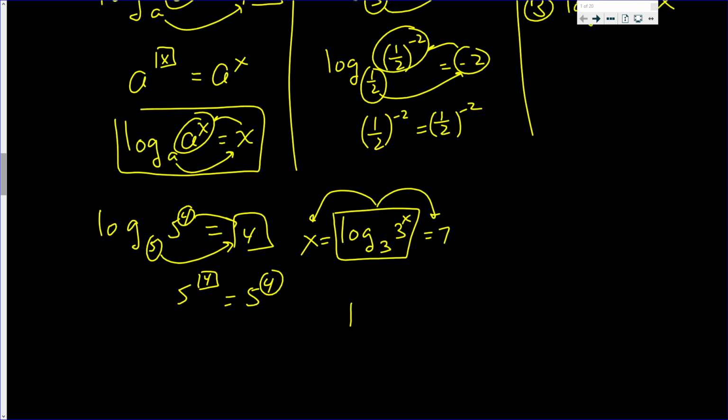Another way is to take it a little bit slower and say 3 to the 7th is equal to 3 to the x. Well, you can't raise 3 to different powers and get equality. That means the 2 powers must be equal to one another.